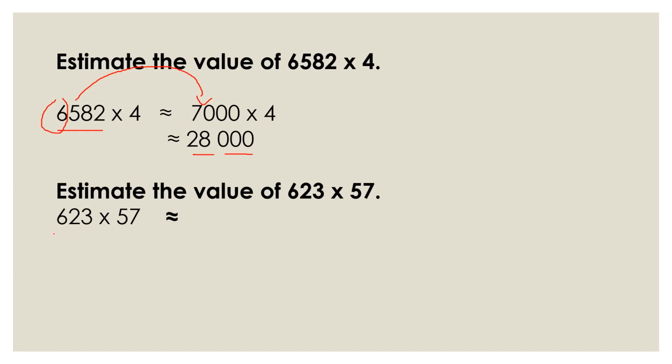So now here, 623 to the nearest hundred is 600. You have to round down. While 57, you have to round up. So 57 rounds to 60. So the answer equals 36,000.